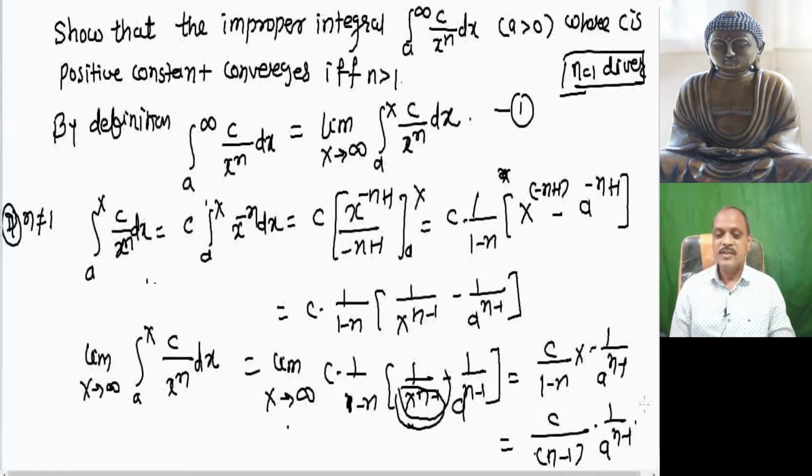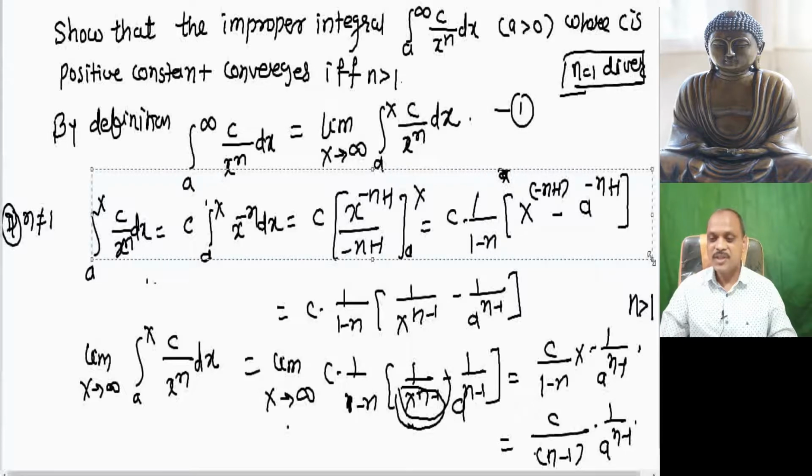So this term will be finite for n not equal to 1, and this is for n greater than 1. Now what happens if n is less than 1? We have already taken n equal to 1, now let us discuss n less than 1.